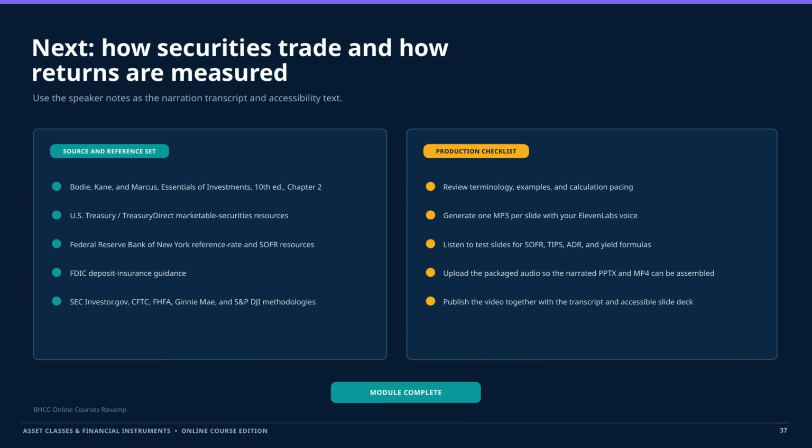You have completed asset classes and financial instruments. The next module will examine how securities are issued and traded and how investors measure risk and return.